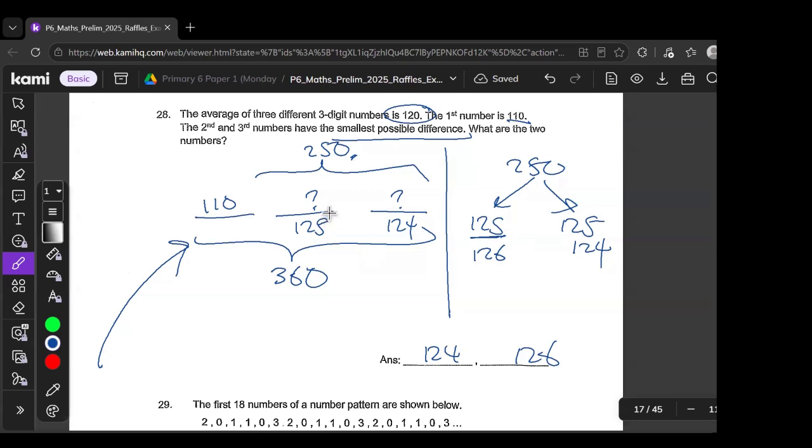Oh, so 126, sorry. 126, yeah. We started wrongly. 126, not 125. 126 and 124. Okay, all right. Clear? Okay.